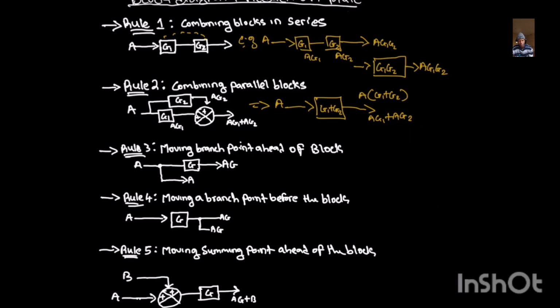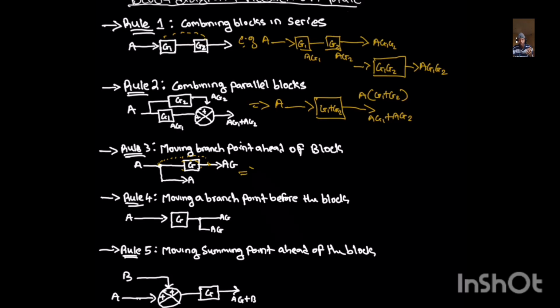Now the third rule talks about moving branch points ahead of blocks. This branch point, we want to move it ahead of this block. We want to move it from here and drop it towards this place. Whenever you are moving a branch point ahead of a block, you must add a block that is the inverse of the actual gain. This is the gain. So whenever we are moving this point ahead of the block, we need to add the inverse of the actual gain.